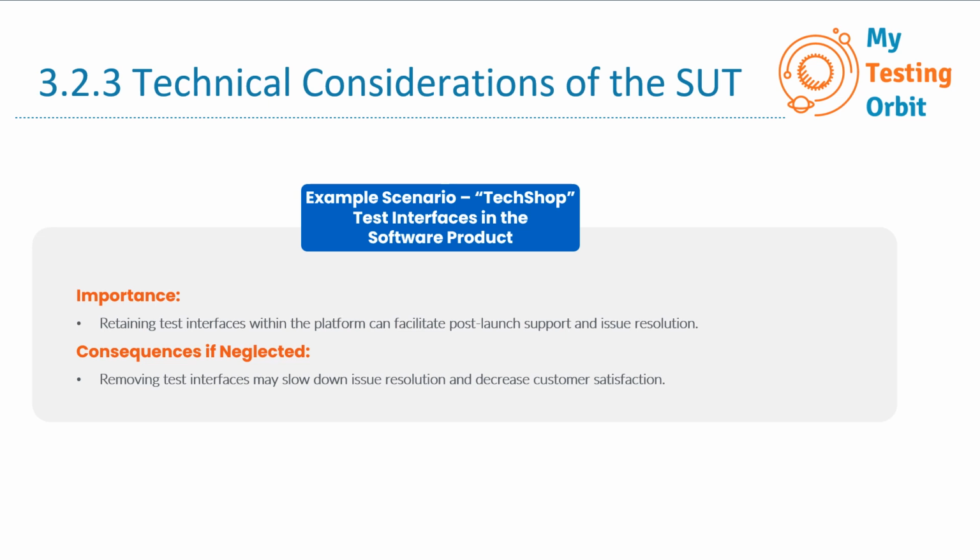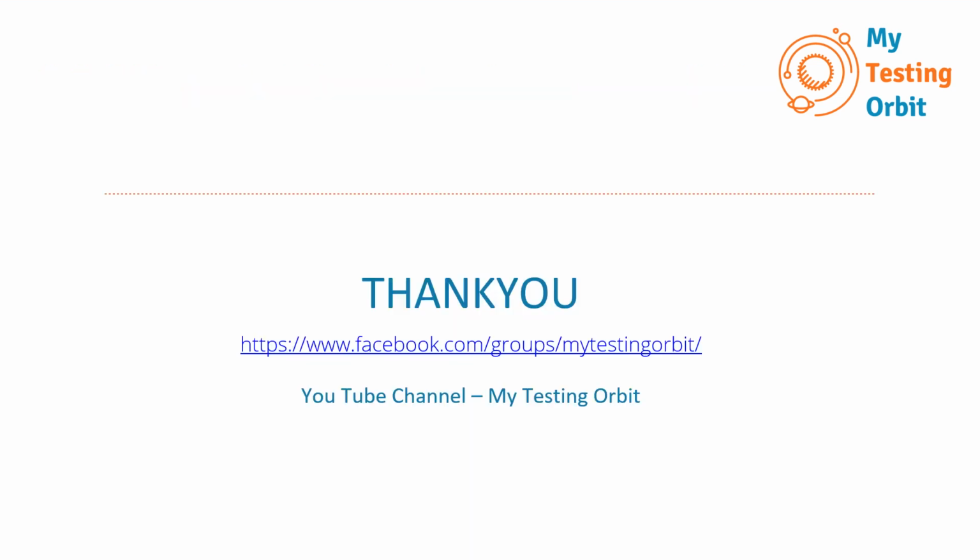Now, using TechShop as our e-commerce platform example, we can see how these technical considerations are essential in creating a robust, reliable, and customer-friendly online shopping experience for customers. To summarize, understanding these technical considerations is vital when building a test automation architecture for an SUT. It ensures that our testing process is efficient, comprehensive, and compliant with legal and industry standards. Keep these points in mind as you embark on your testing journey.